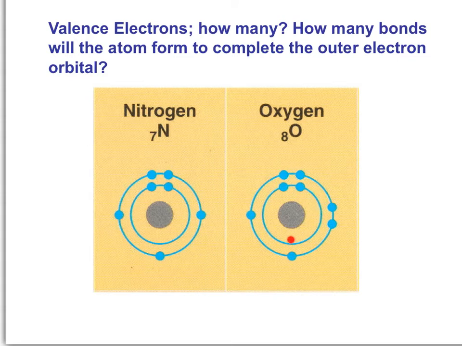Oxygen has 2 electrons in the first orbital and 6 electrons in the second orbital. 2 electrons will fill the second orbital. Thus, oxygen forms 2 bonds to fill that second energy shell orbital.